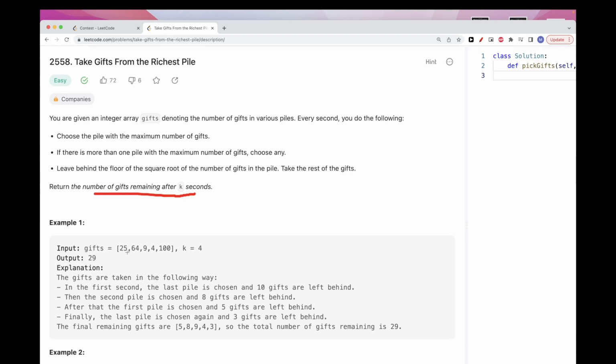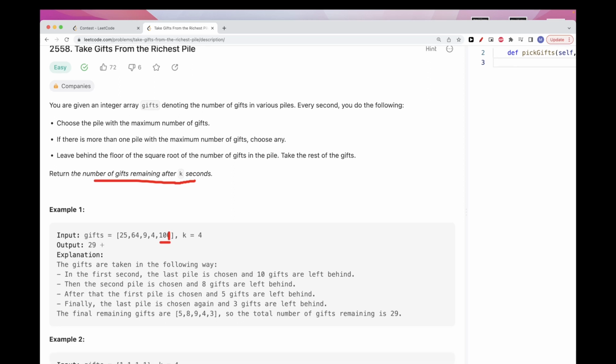So for example here, the first second we take this 100, we leave 10 behind. And then the second one, the highest one after that, 64. Okay, so square root is 8. So we take 8, we leave 8, so we have 8 left behind here. And then in the operation after that, we take the highest one, which is 25. So we leave 5 and we take 20. And so you have 5 left here.